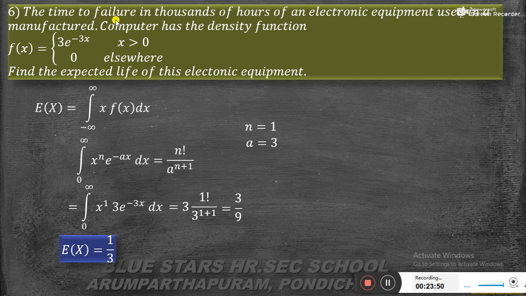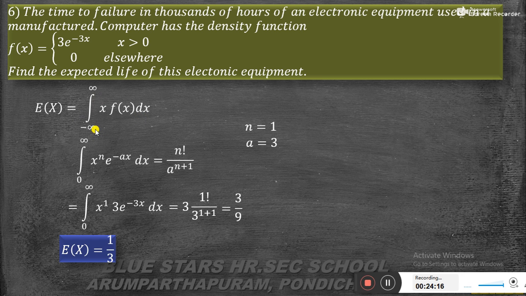The time to failure, in thousands of hours, of electronic equipment used in a manufactured computer has this probability density function. They ask us to find the expected life of the electronic equipment. That means they ask about E of X, the mean. E of X is given by the formula integral from minus infinity to plus infinity of x f of x dx.